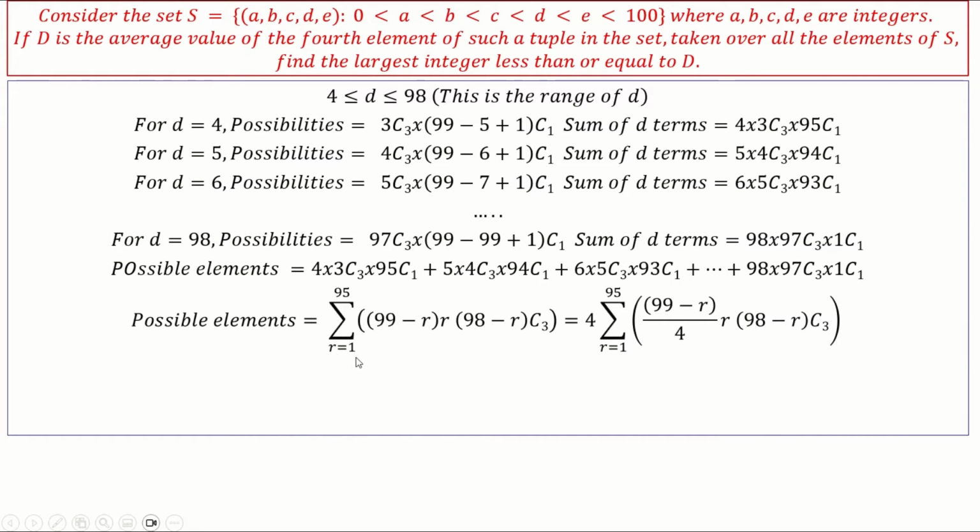So this is sigma of R equal to 1 to 95, (99 minus R) into R, (99 minus R) C3. If I multiply with 4 and divide with 4, it will be (99 minus R) by 4 into R, (99 minus R) C3. So I can combine (99 minus R) C3 and (99 minus R) by 4 to make it (99 minus R) C4. So the value will be 4 times sigma R equal to 1 to 95, R (99 minus R) C4. This is the value.